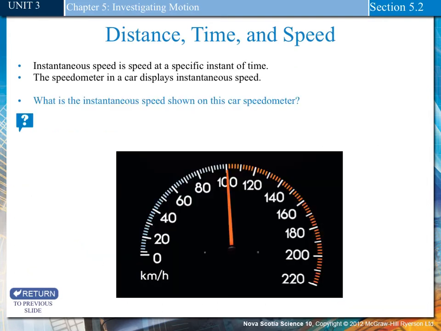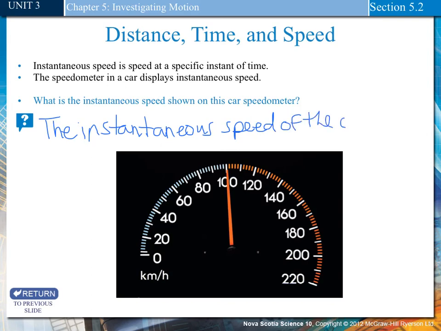Instantaneous speed is speed at a specific instant in time. The speedometer in a car displays instantaneous speed. What is the instantaneous speed shown on the car's speedometer? Well, hopefully you got the same as I did. The instantaneous speed of the car is 100 kilometers per hour.